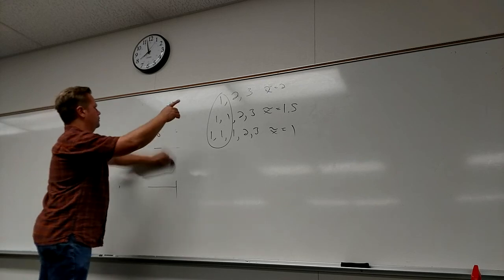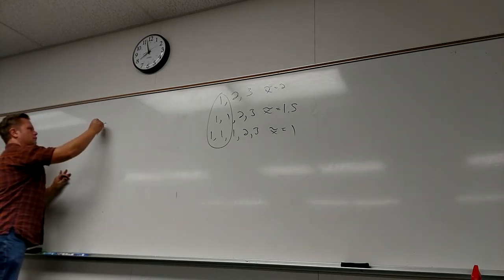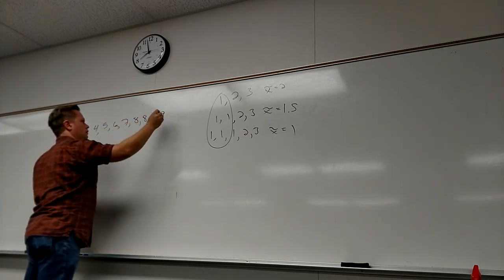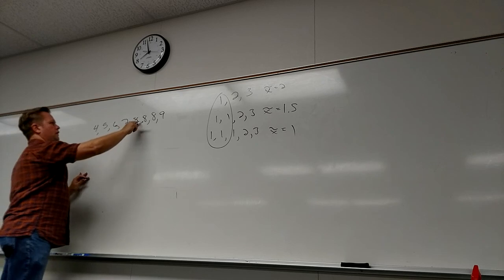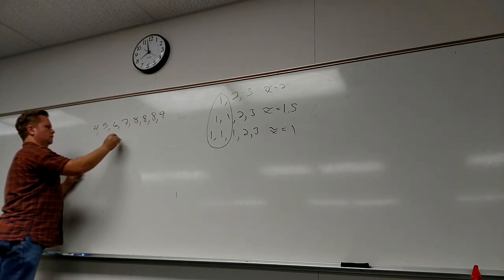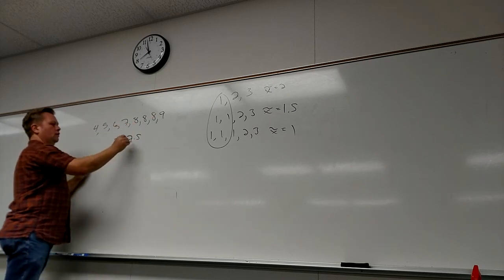So, an example of what I meant by the other thing. If I had a group of data like this, 1, 2, 3, 4, 5, 6, 7, 8, what's the median of this data? 4.5. I love it.